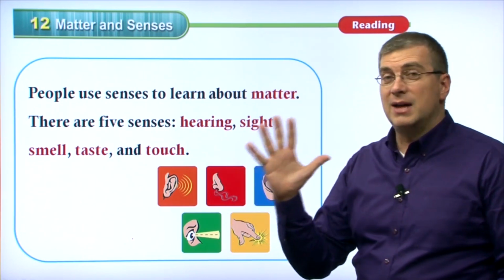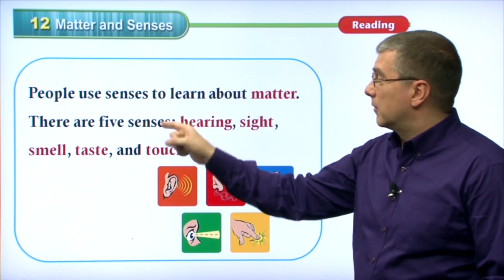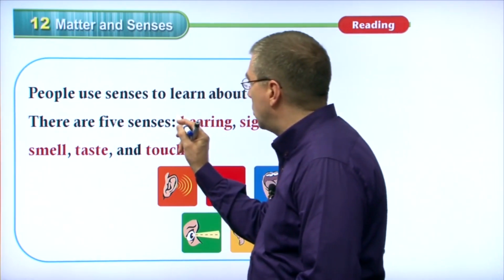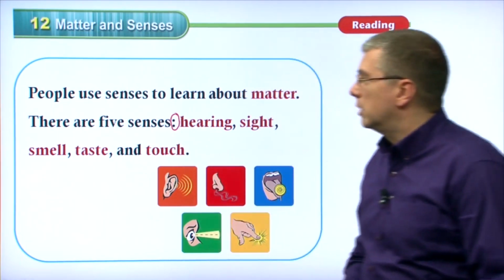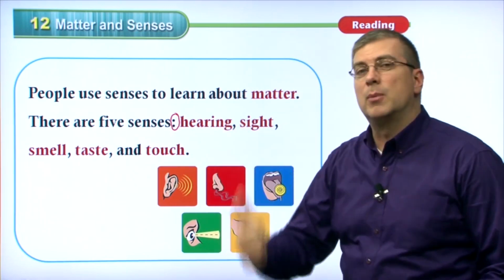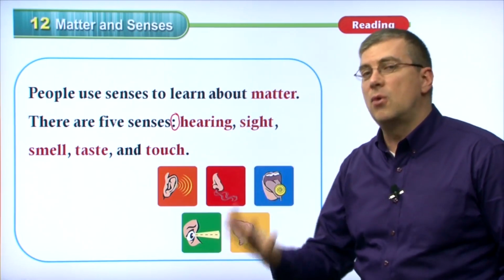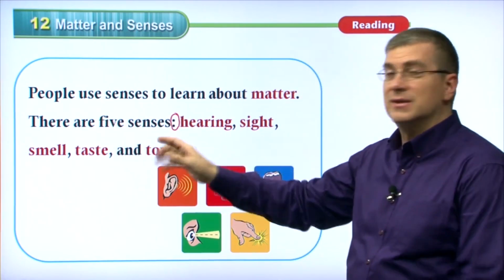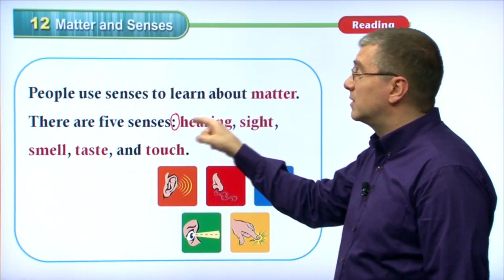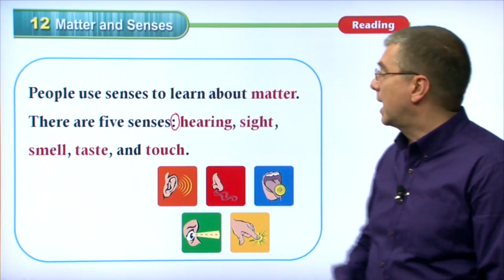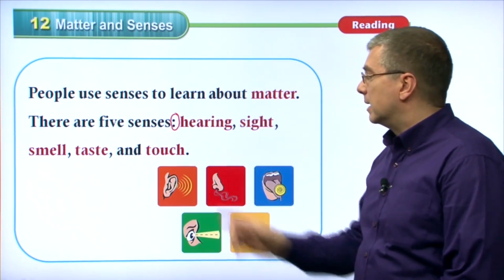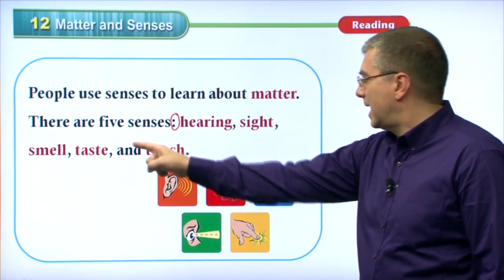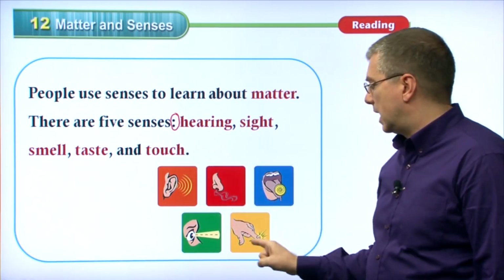Remember, there are 5 senses, and they will list them here. There are 5 senses, and of course we use a colon here. You use a colon when you're going to list things, at the end of a complete sentence. There are 5 senses. That's a complete sentence. Then you're going to list them, so use a colon. Okay? What are the 5 senses? Hearing, sight, smell, taste, and touch.